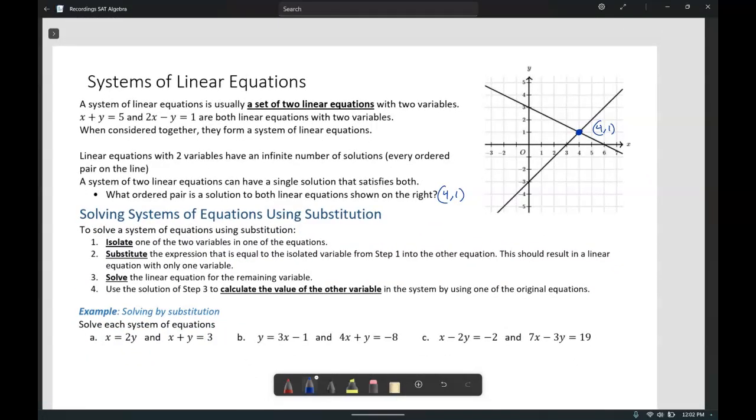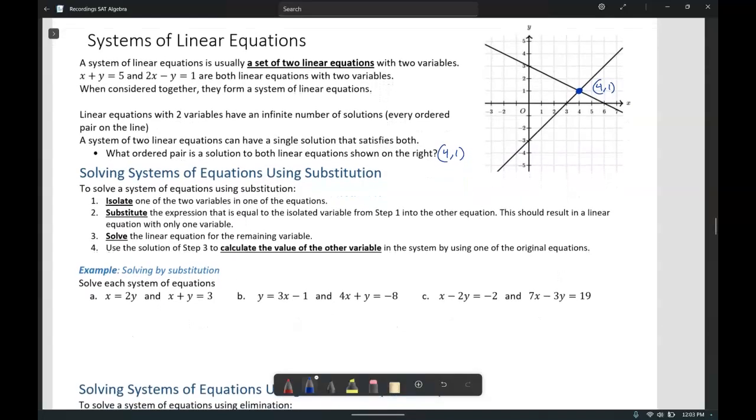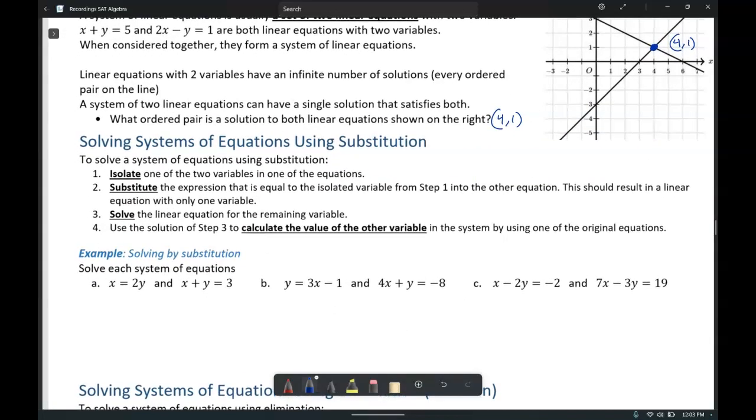So the solution to this system is the ordered pair (4, 1), because that is called the intersection of the two equations. Now we're going to start by covering the first of two methods other than graphing that we can use to algebraically solve a system of equations, and that is the process of substitution.